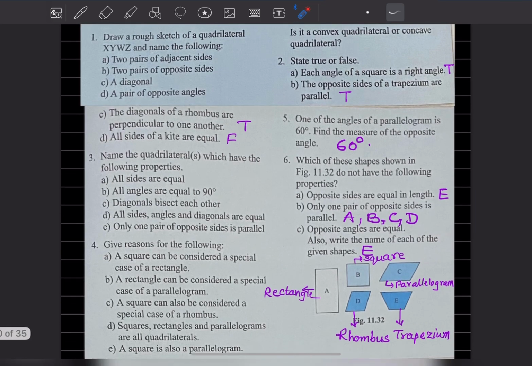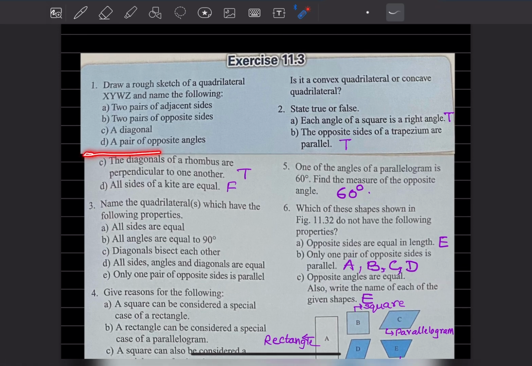Then they have asked, see here, this is the other part of the question. This is a continuation of the first question. They ask whether it is a convex quadrilateral or a concave quadrilateral. Can you tell me which this one will be? This will be a convex quadrilateral.